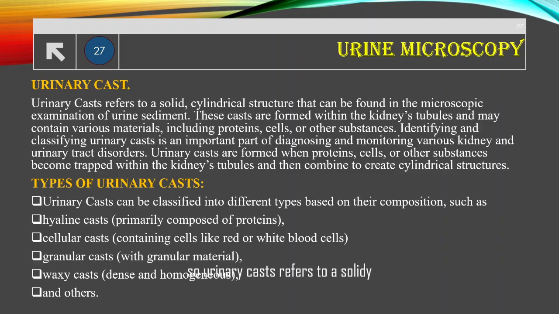So let's go. Urinary casts refer to solid cylindrical structures that can be seen on microscopic examination of the urine sediment. These casts are formed within the kidney tubules, and may contain various materials, which can be proteins, cells, crystals, other things, or everything combined. Those are the solid cylindrical structures that you see on the microscope of the urine that you've got. That's what you need to know.